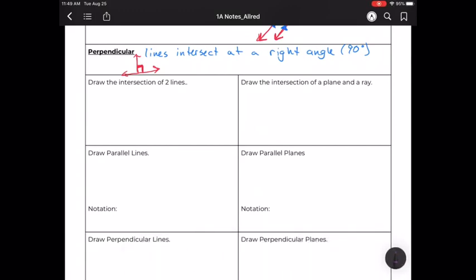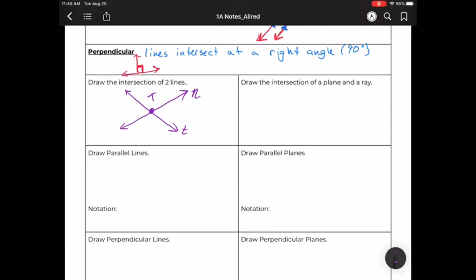To draw the intersection of two lines, we just draw one line and another one. I'm even going to label where they intersect. I could call that point, let's call it T. I could also name the lines, like line N and line T, in a kind of curved or italicized type of writing.